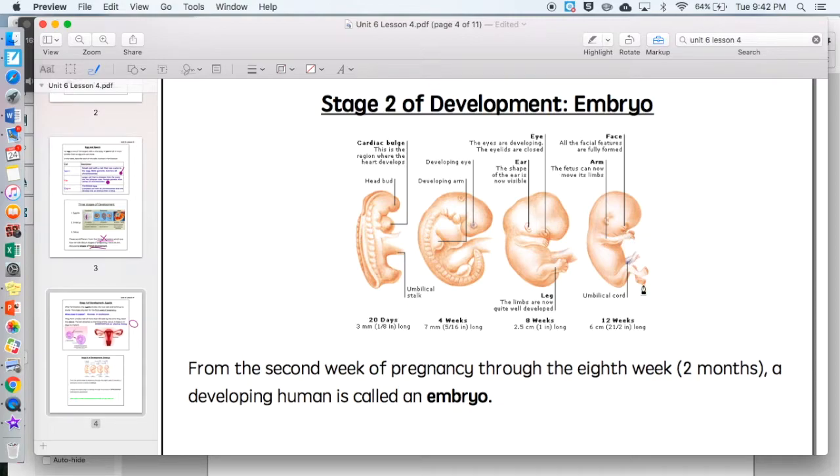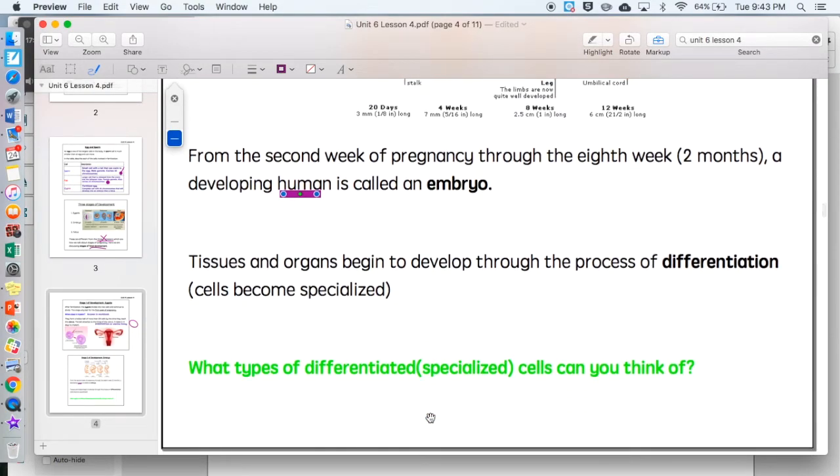It has a face with an eye. You can see maybe behind its arm there's a nose. And it's 6 centimeters long. So your thumb is probably about 6 centimeters long. So after 12 weeks, it's about the size of your thumb. From the 2nd week of pregnancy through the 8th week, so the first 2 months really, the developing human is called an embryo.